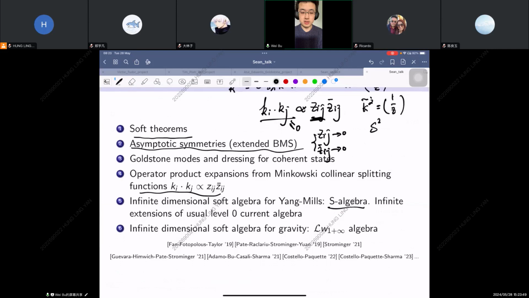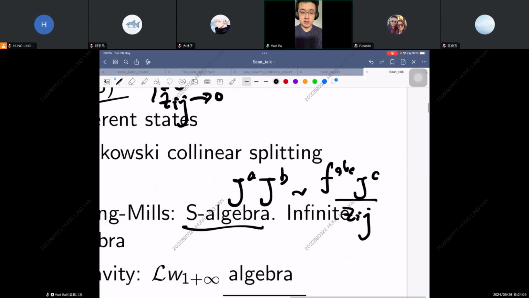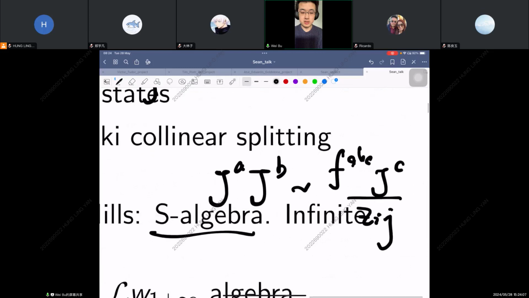So it's a Casimir algebra with level 0, but it's an infinite extension. There's a sub-label labeling it. It looks like J^A, J^B, like f^{ABC} J^C with a pole. This is the usual Casimir, level 0. A, B, C here are adjoint color indices.